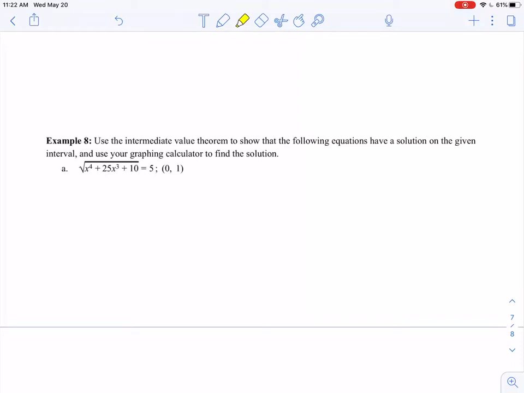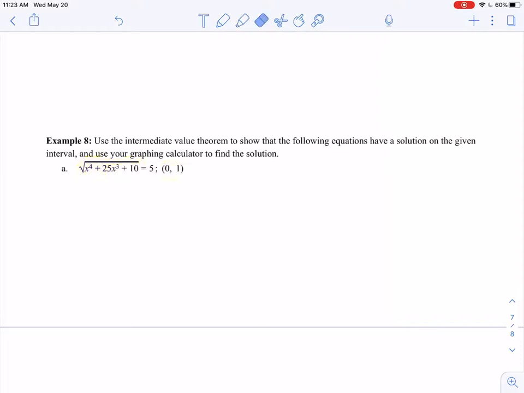So here I have the square root of x to the fourth plus 25x cubed plus 10 is equal to 5. I'm just going to tell you right here, so I don't have to worry too much about determining continuity, that this function is continuous on the interval 0 to 1, because if it's not continuous on 0 to 1, then everything falls apart. That means this theorem does not apply. It doesn't guarantee me anything.